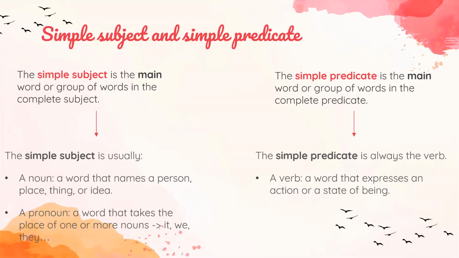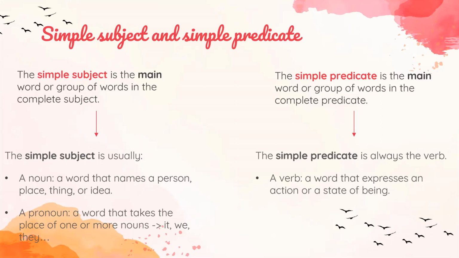We're going to call this main part of the subject and the predicate the simple subject and simple predicate. The simple subject is the word or group of words in the complete subject that is most important. That's what it's called, the main word or group of words. This could usually be, in the case of the subject, for example, a noun. Remember that nouns are words that name persons, places, things, ideas. For example, air, Tatiana, Venezuela, democracy. All those are nouns. And pronouns are words that take the place of one or more nouns.